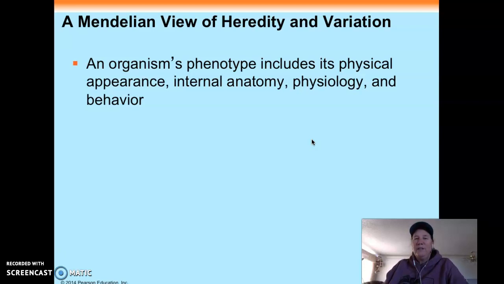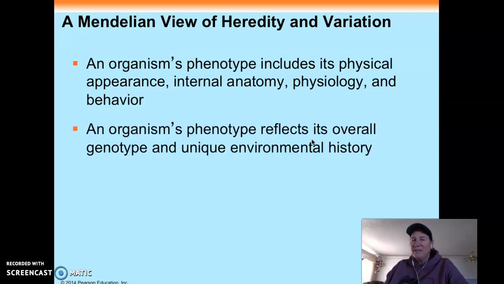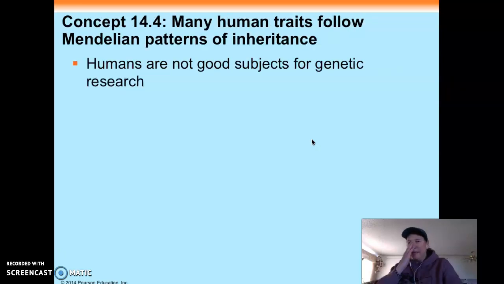Okay, so the phenotype, what it looks like, includes physical appearance, internal anatomy and physiology, and behavior. So you get all kinds of things that roll into that. An organism's phenotype reflects its overall genotype. So your phenotype is supposed to be based on your genotype, but it can change with different environmental histories. You can make your skin darker by being exposed to the sun a lot. Bring that melanin out. So things like that can happen.